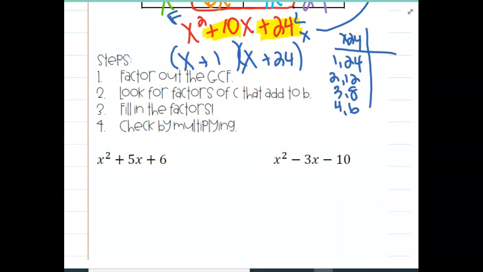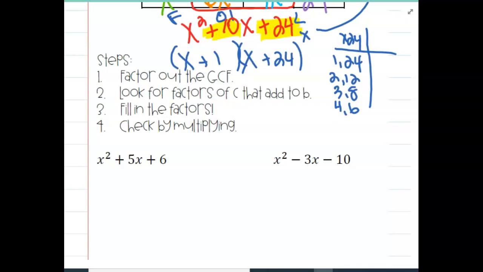Here's the problem. I'm trying to FOIL something out, so I get a 24 for the L, but the O and the I are going to combine together to give me 10. So if I find the O here, it would be 24x and 1x. 24x and 1x gives me 25x. See how it doesn't match?